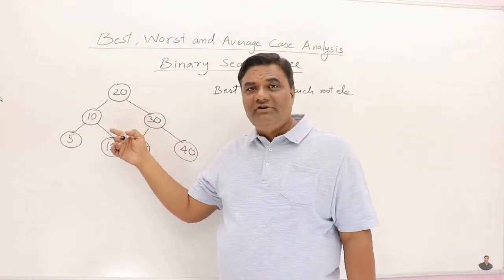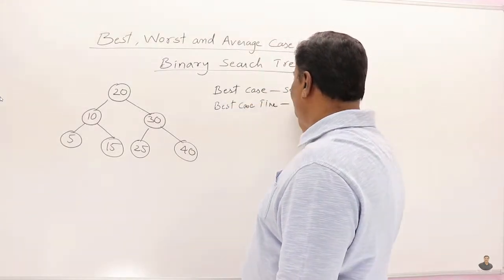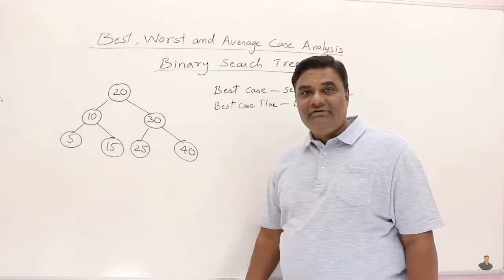Just constant time. If I am searching for 20, just check it in the root. Yes, the element is found. So the best case time is O(1).